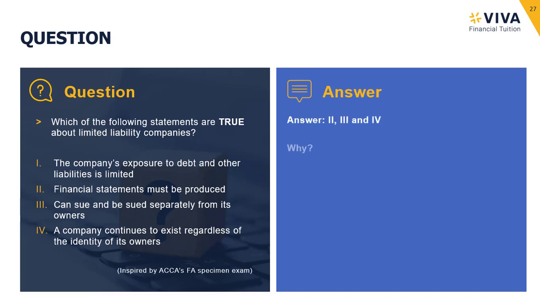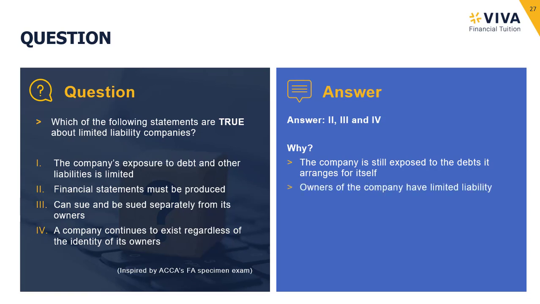Well, the answer is 2, 3 and 4. And the explanation for this is as follows. Read it really carefully. The company is exposed to the debts it arranges for itself. Okay, the company's exposure to debt and other liabilities is not limited. It's the owner's liability that's limited, not the company. So number 1 is not true. The others are though. So it's the owners of the company that have limited liability, not the company. So statement 1 is false.